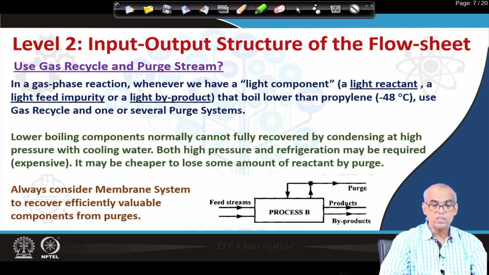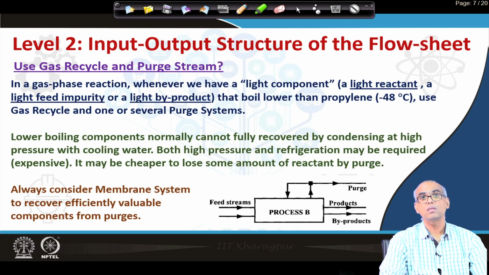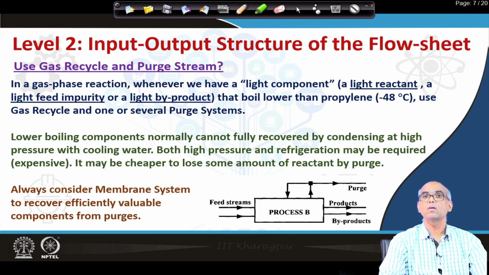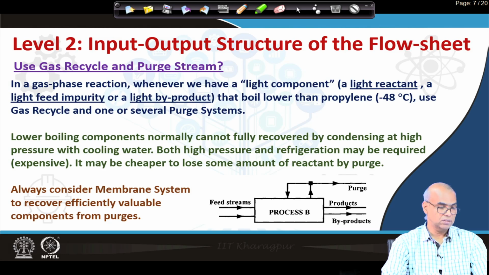However, always consider a membrane system to recover efficiently valuable components from purges. But note that membrane systems may be expensive, so you must perform an economic analysis. For inexpensive components, it may not be economically viable to recover them from the purge stream using a membrane separation system. But you always consider that as an alternative to recover efficiently valuable components from purges.